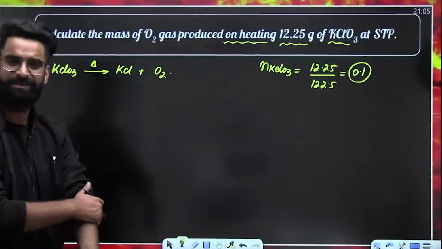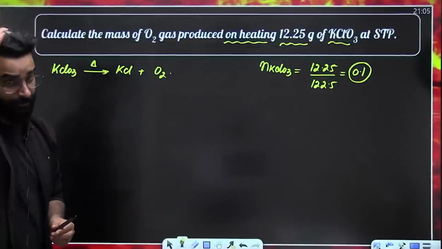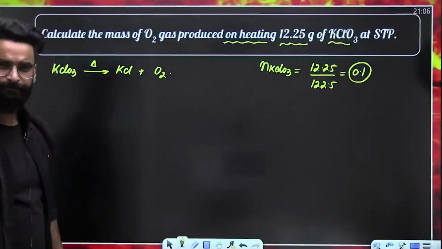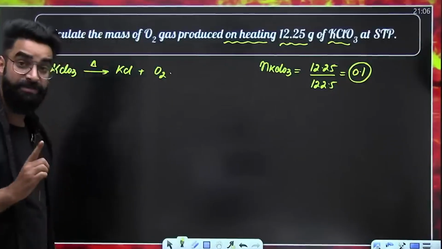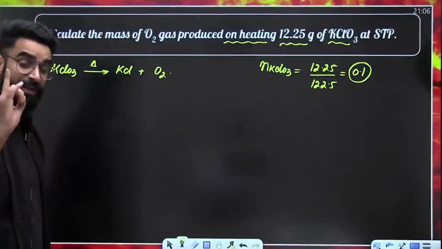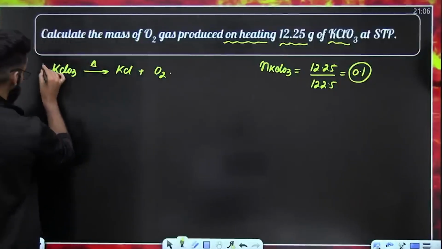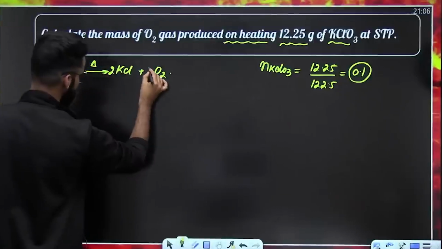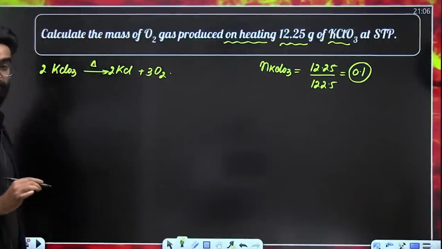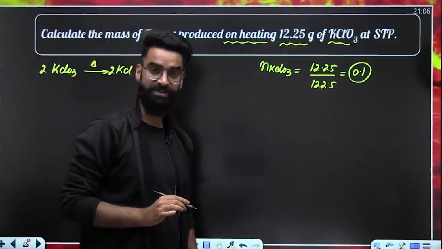That means the same, one of the same, right? So what to do here now? First thing, we are using the mole method. In mole method, we are supposed to balance the reaction. So this has to be 2 times, this has to be 2, and this has to be 3. The reaction is balanced.